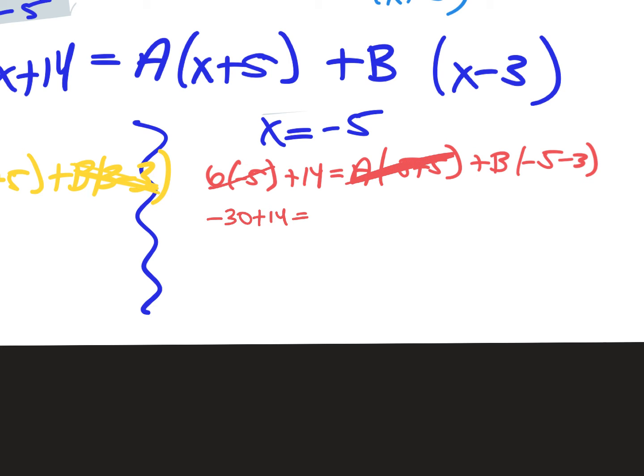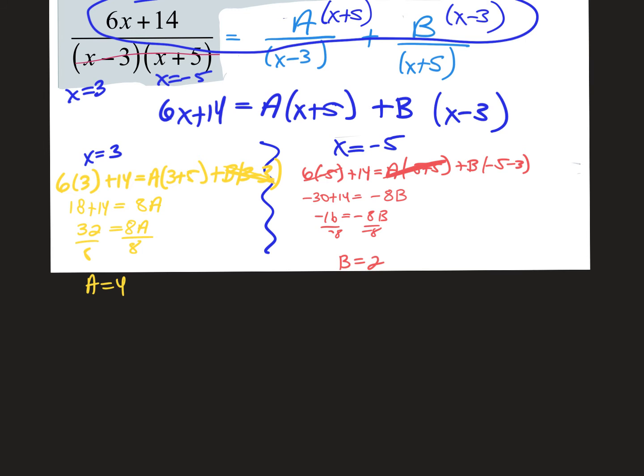And then what's -5 minus 3? -8. So this would be -8b. You guys agree? All right, so simplify a little more. What's -30 plus 14? -16. -16 equals -8b. Now what? Divide both sides by -8, and b equals 2.